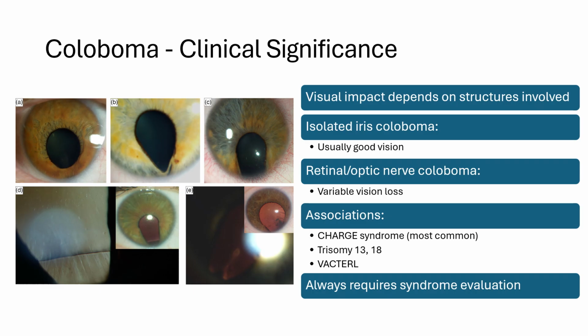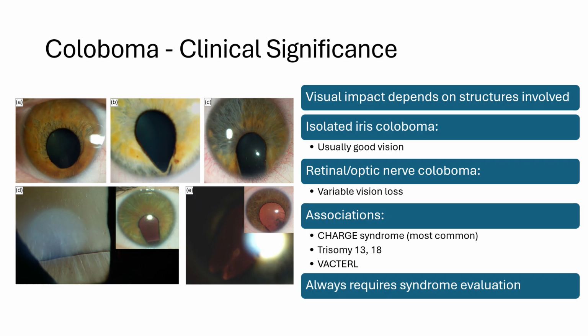What makes coloboma evaluation critical is its frequent association with systemic syndromes. CHARGE syndrome represents the most common association, that acronym where the C stands for coloboma. These children present with a constellation of findings, including cardiac defects, choanal atresia, growth retardation, genital abnormalities, and ear anomalies. Chromosomal abnormalities like trisomy 13 and 18 frequently include colobomas among their ocular manifestations. VACTERL association occasionally features colobomas, though they're not part of the classic criteria.